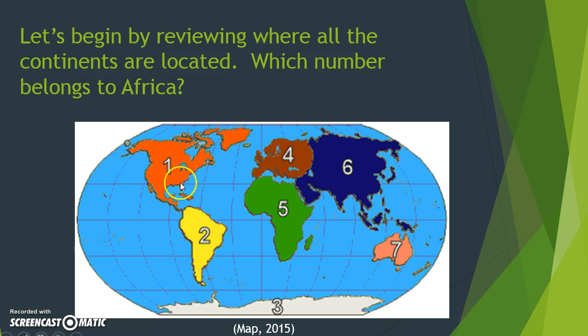Number 1 has America in it, where we live, and it is referred to as North America. Number 2 is South America. Number 3, way down here at the bottom, is Antarctica. Number 4 is Europe. And number 5, this is where we're going to be focusing today, is Africa. Number 6 is Asia, and number 7 is Australia. Those are the 7 continents, and again, we'll be focusing on Africa, which is number 5.